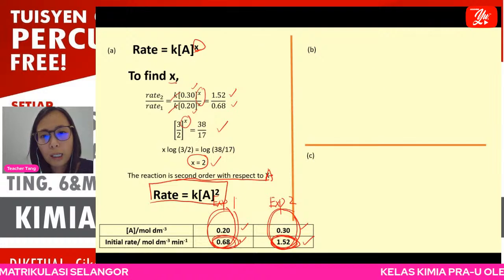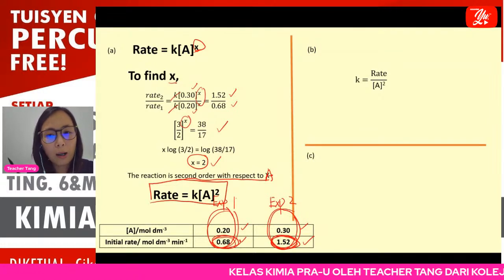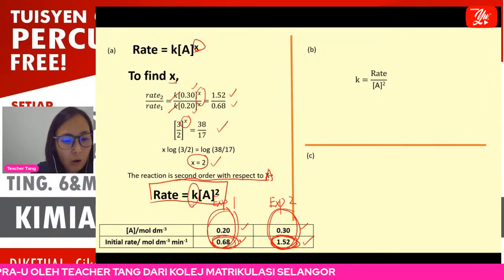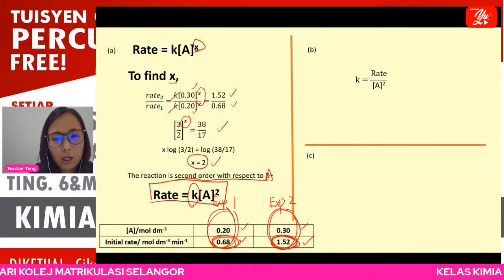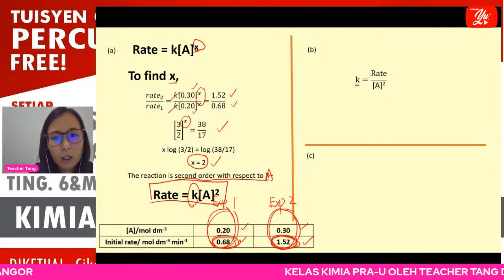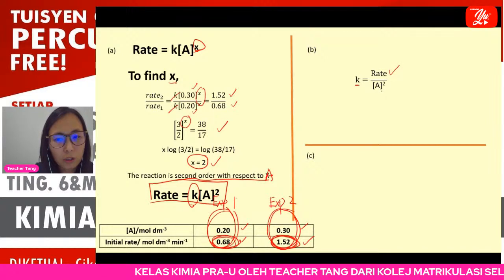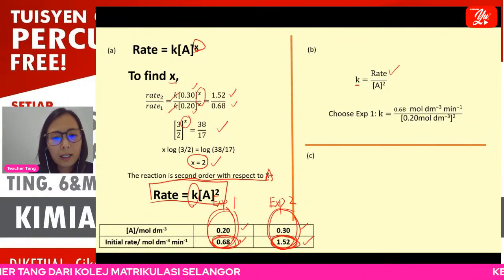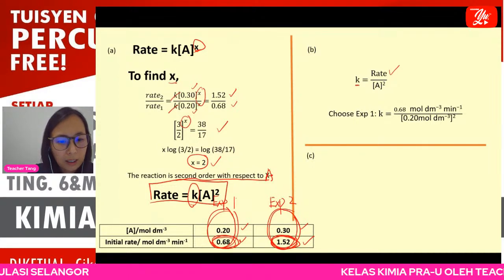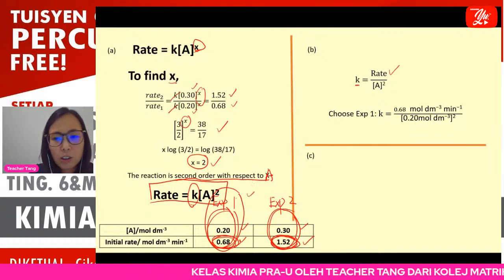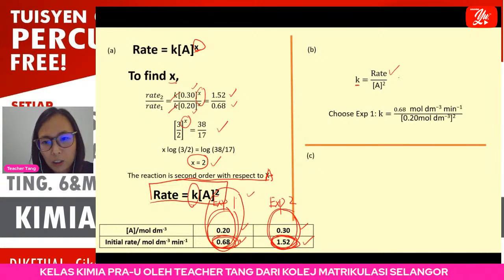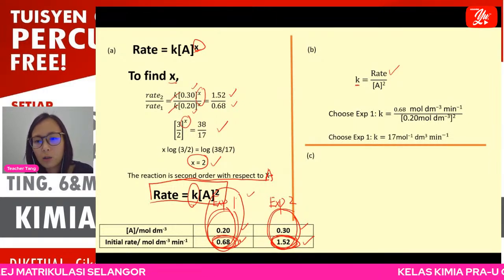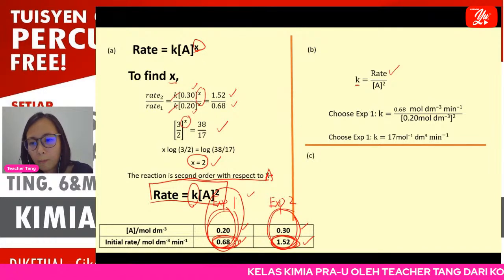And in part B, we want to calculate the rate constant. So how do we calculate the rate constant? From part A, we already have the rate law. In order to find the rate constant k, we just need to rewrite the equation to give us k equals the reaction rate divided by the concentration of reagent A raised to the power of 2. Then we can choose any set of the experimental data. In this case, I choose experiment 1 data and substitute it into the k expression that we wrote previously. And we get the rate constant equal to 17 per mole dm cube per minute.